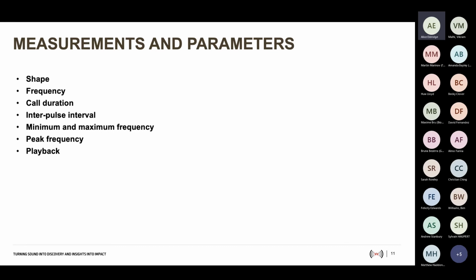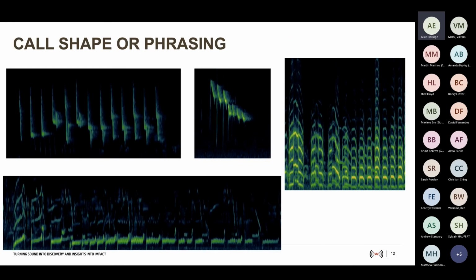And some of these measurements and parameters you're probably very familiar with. I said I wouldn't mention bats, but a lot of these we tend to use for bats. So I'll quickly go through them. These slides will be really quick. We've obviously got the call shape. We actually get on a sonogram a distinct shape.